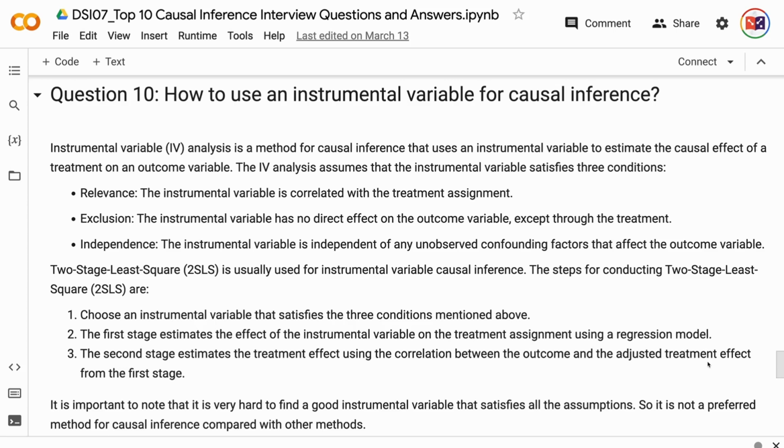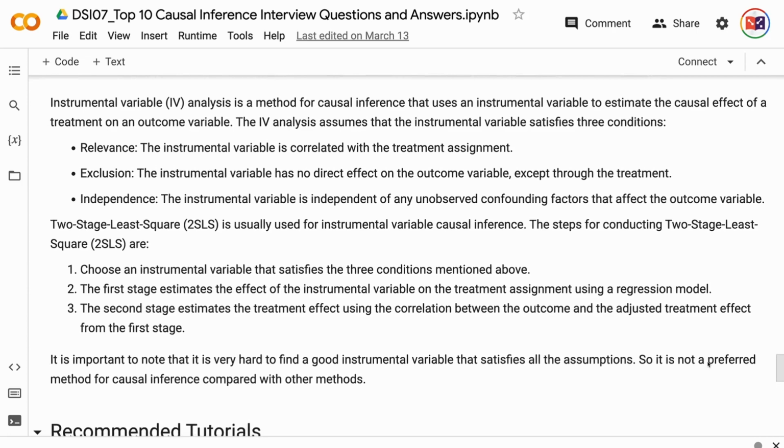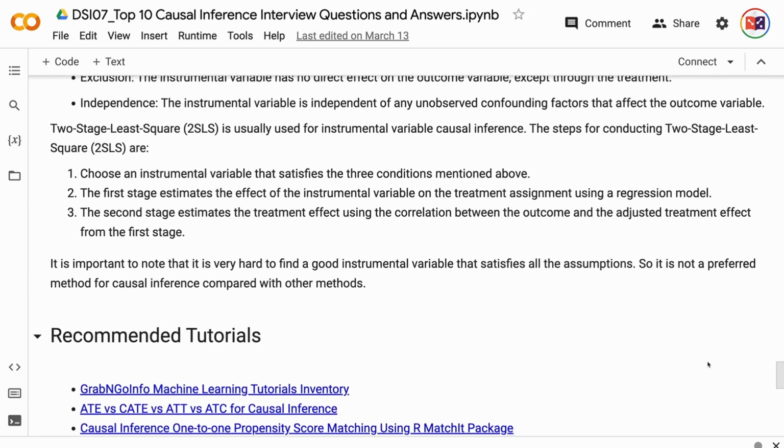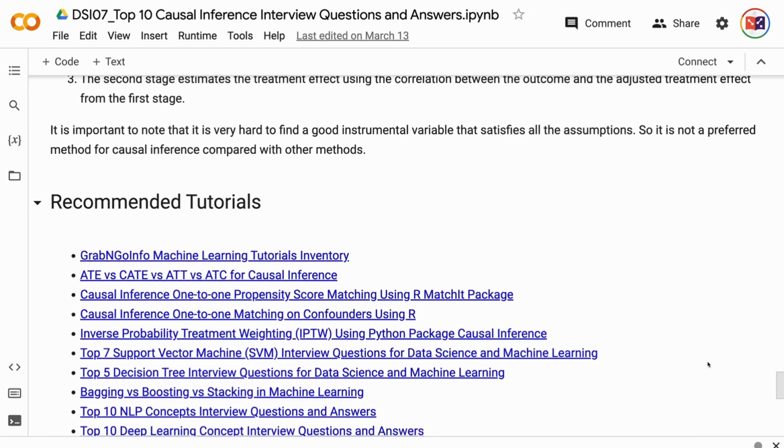2. The first stage estimates the effect of the instrumental variable on the treatment assignment using a regression model. 3. The second stage estimates the treatment effect using the correlation between the outcome and the adjusted treatment effect from the first stage. It is important to note that it is very hard to find a good instrumental variable that satisfies all the assumptions, so it is not a preferred method for causal inference compared with other methods.